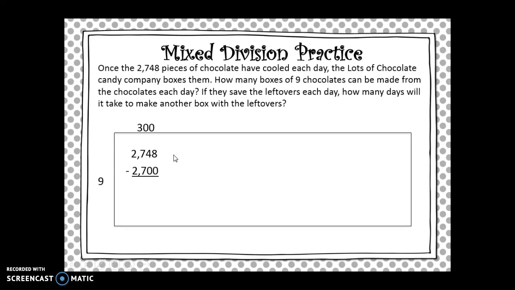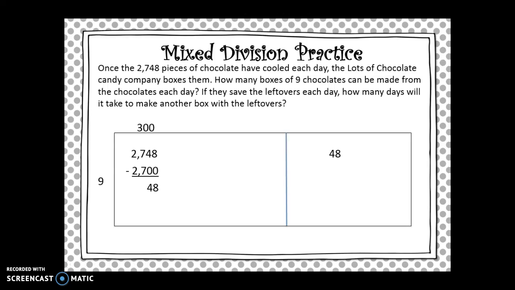Pause the video as you copy this down and complete your subtraction. If you subtracted correctly, you should have gotten 48. Now that becomes my new dividend. I've got 48 left over or remaining, so I'm going to take those 48 and make a new area in my box. You'll see that I've written 48. Now I've got to think of how many groups of 9 I can make from 48.